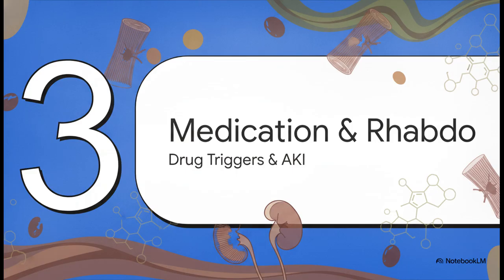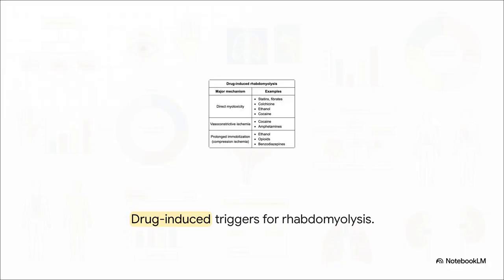Section 3. Medication myopathy and rhabdomyolysis, drug triggers and acute kidney injury. Drug triggers for rhabdomyolysis basically fall into three distinct buckets. First, you have direct myotoxicity from things like statins, fibrates, and colchicine. And keep in mind, statins can cause anything from an asymptomatic CK elevation to full-blown rhabdo.